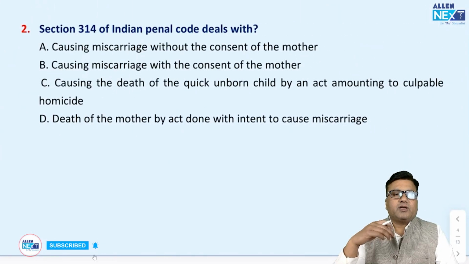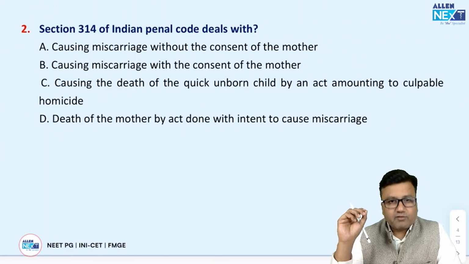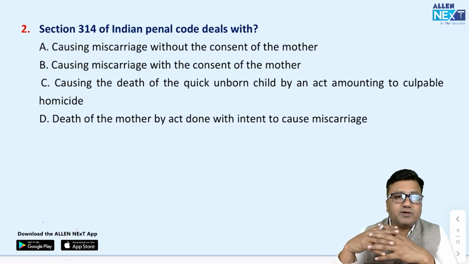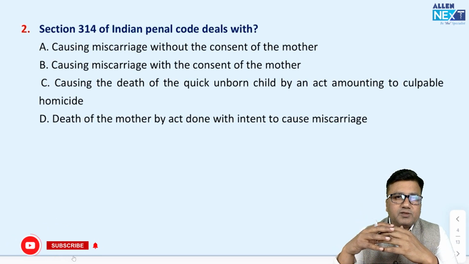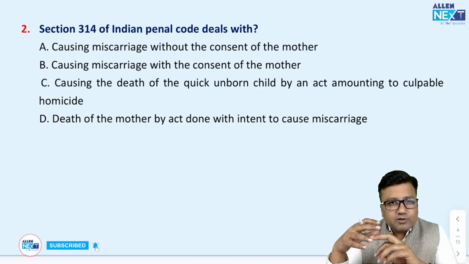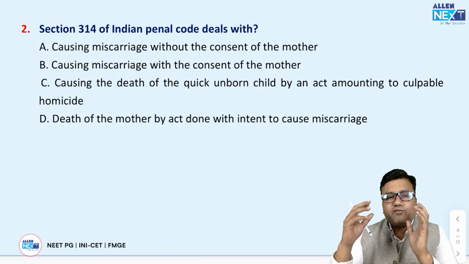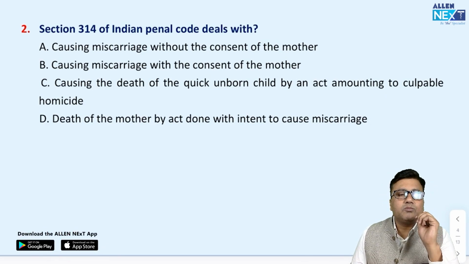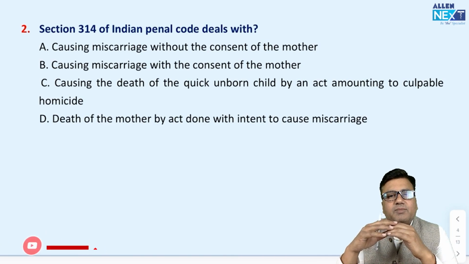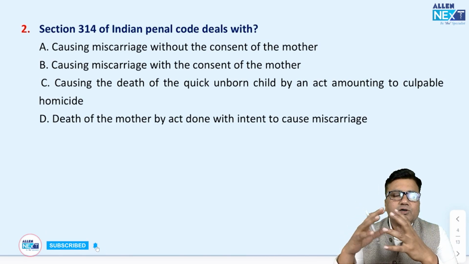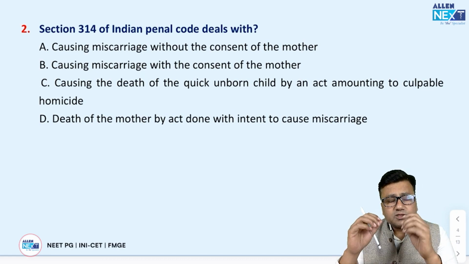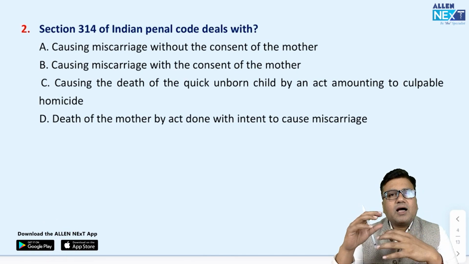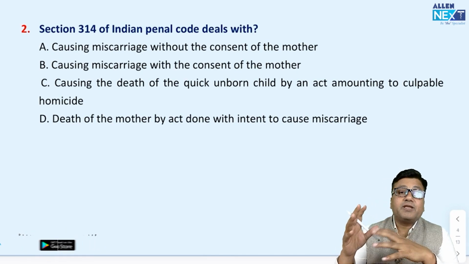Let's move on to our next question. Section 314 of Indian Penal Code deals with, and then there are four options given: causing miscarriage without the consent of the mother, causing miscarriage with the consent of the mother, causing the death of the quick unborn child by an act amounting to culpable homicide, or death of the mother by an act done with intent to cause miscarriage. This question or question around criminal abortion punishments are very frequently being asked in the examination these days.